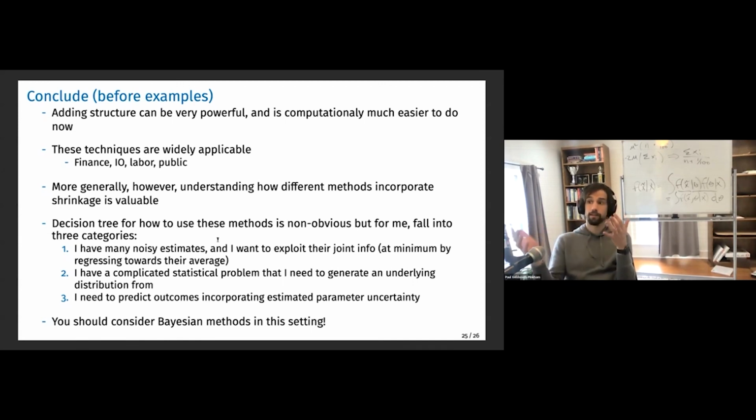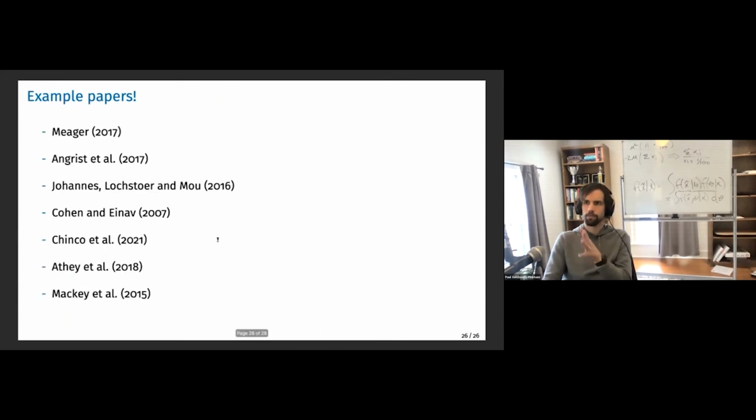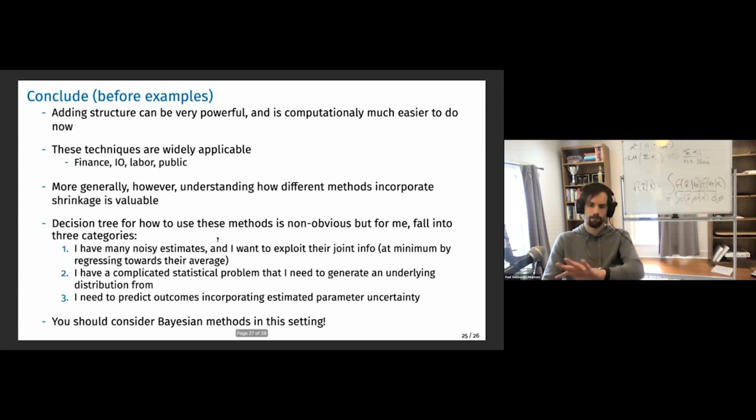Second, I have a complicated statistical problem where I need to generate an underlying distribution. That was the IO example, thinking about demand estimation. I think that can be really valuable. And then finally, when you want to think about predictive outcomes and uncertainty and incorporating parameter uncertainty, that can be really valuable as well. I think it can be useful to think about Bayesian methods in those settings. I put some example papers at the end here if you want to look at some other papers that do this, but I'm out of time, so I'm going to stop.